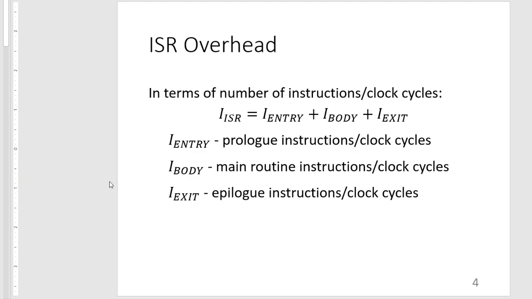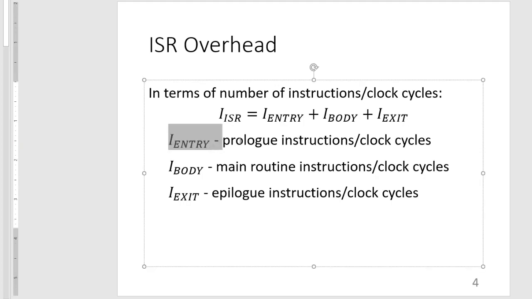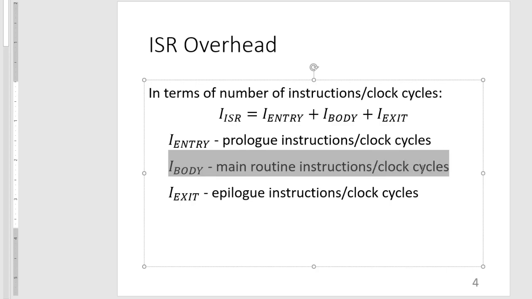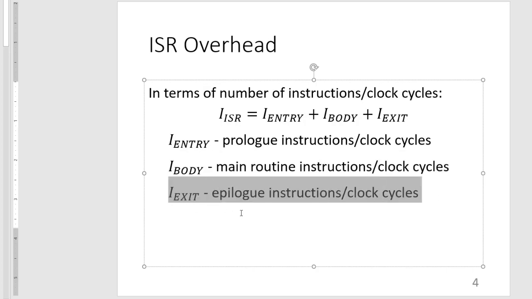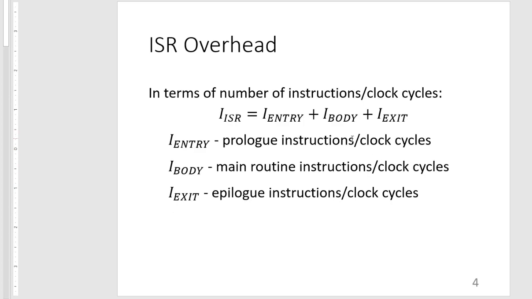And then we can define it first in terms of instructions or clock cycles. Given that our PIC32 is using a pipelined MIPS architecture, each instruction is approximately one clock cycle, so we can use them interchangeably. If you are already familiar with interrupts, it has three parts. That is the entry or the prologue instructions, which is your context save. Then the instruction body, wherein what the ISR actually is doing. And lastly the epilogue instructions, or the exit instructions, or the context restore instructions. All these three, we just add them together and we get the ISR overhead in terms of instructions or clock cycles.